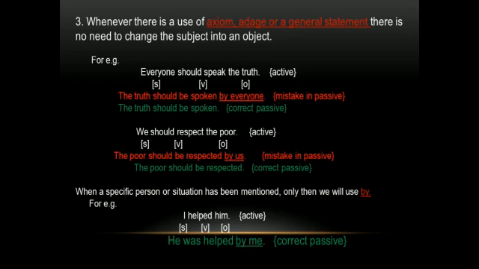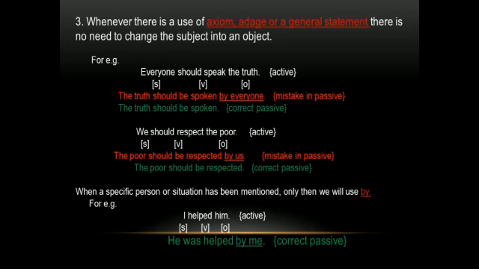Now, if suppose there's a confusion, see this particular sentence. This example will clarify it. When a specific person or situation has been mentioned, only then we will use by. For example, I helped him. Now here a specific person has helped, whoever it is, right? It's not my brother, it's not my family members, it's not my neighbors, it's not my countrymen, it is I who have helped him.